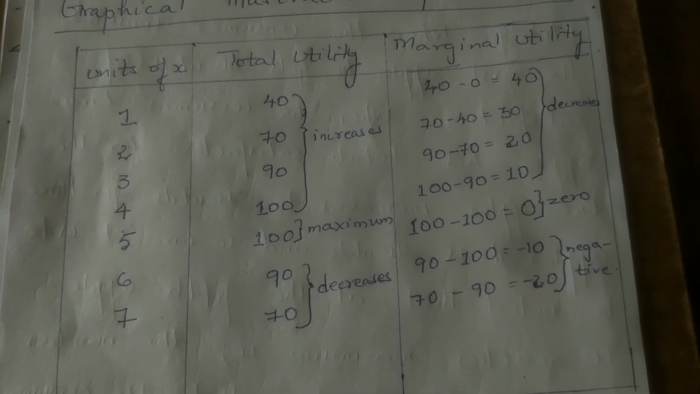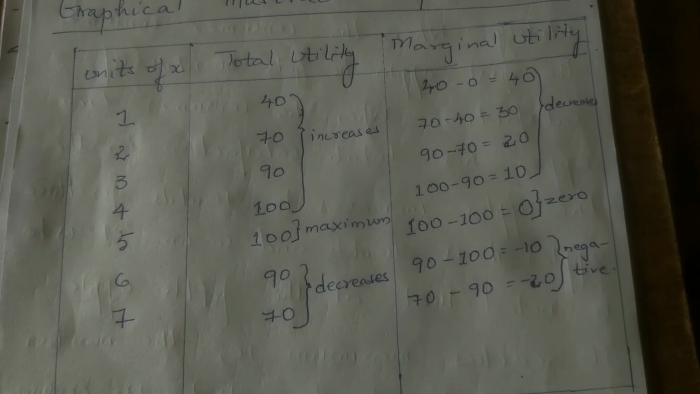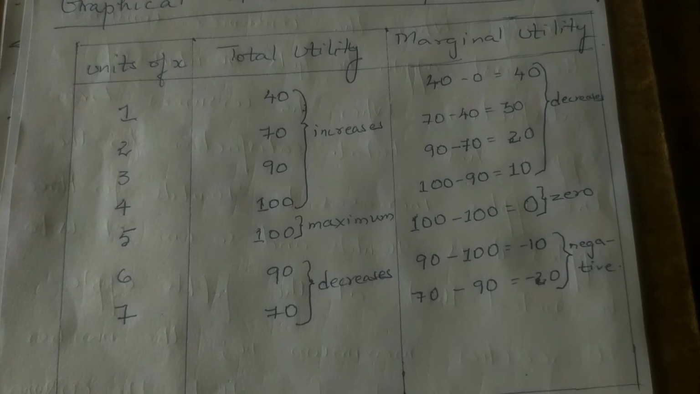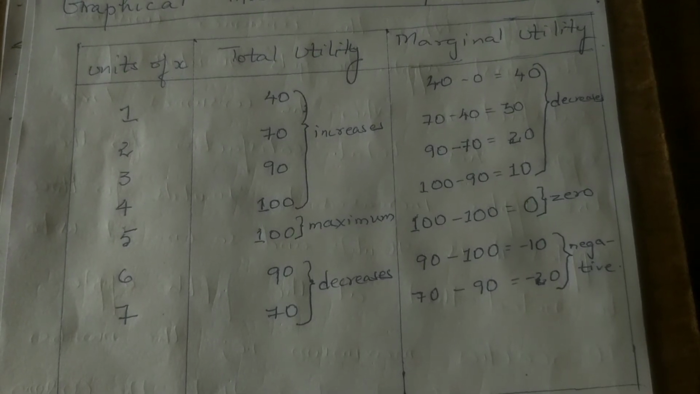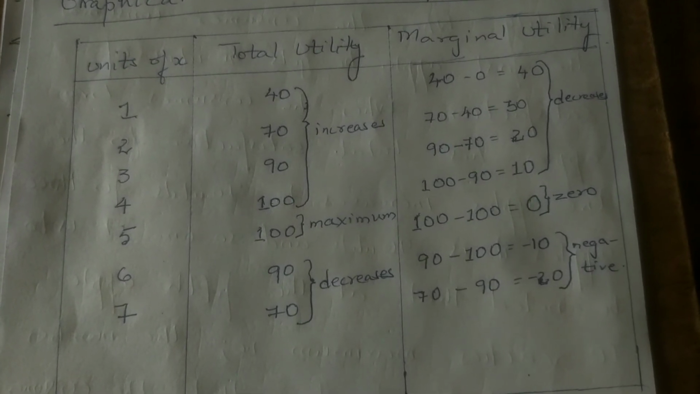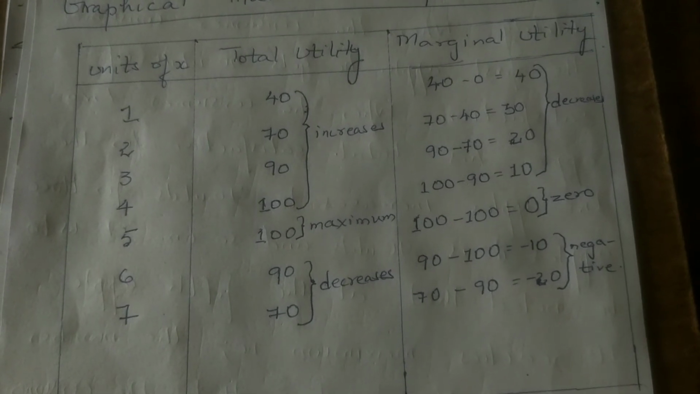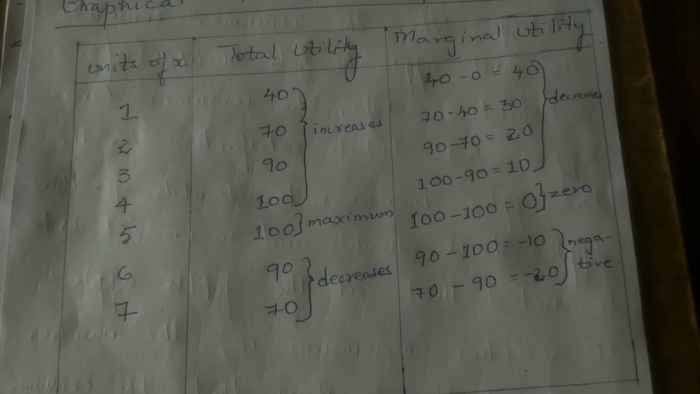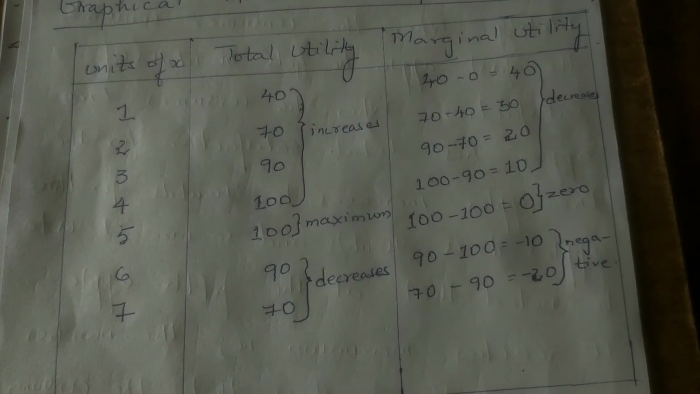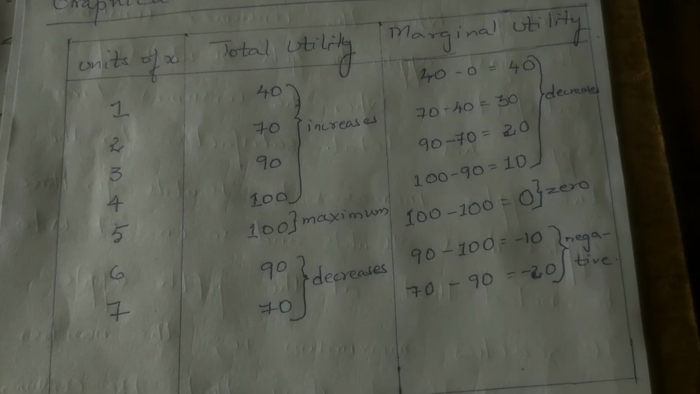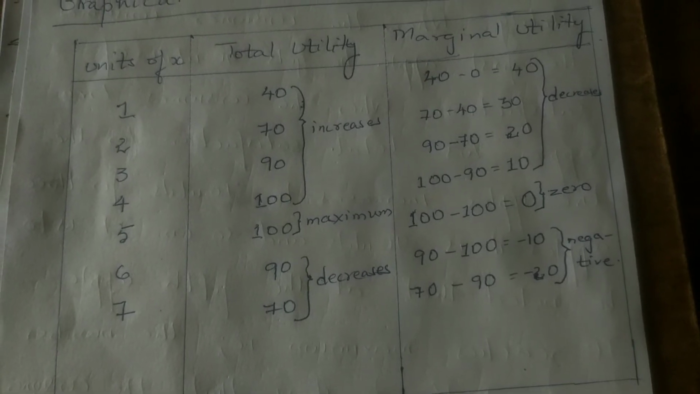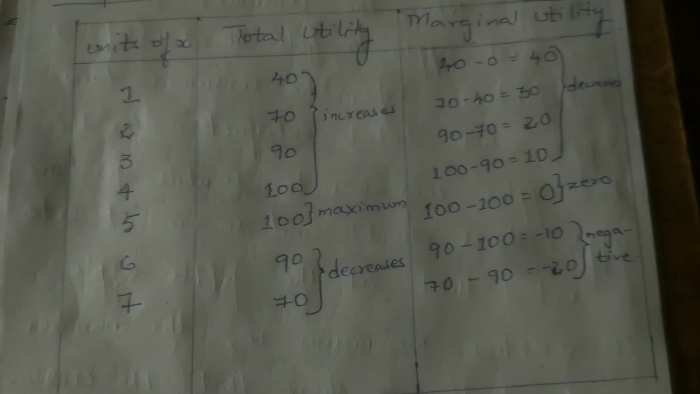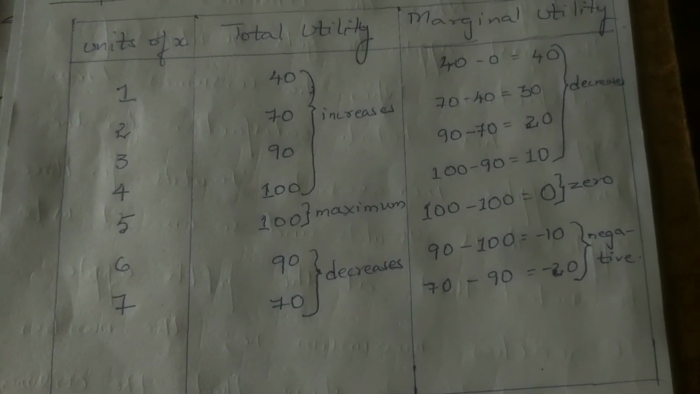But the marginal utility we see is falling throughout. That is, for the first apple alone, it is giving us 40 units. First apple gives us only 40 units of utility. Second alone gives 30. Third apple alone gives 20 units. Fourth gives 10 and fifth gives 0. For 6th and 7th, it becomes negative. Now how we calculate it is shown in the column. 40 minus 0, 70 minus 40. Now these numbers we take from the total utility column.